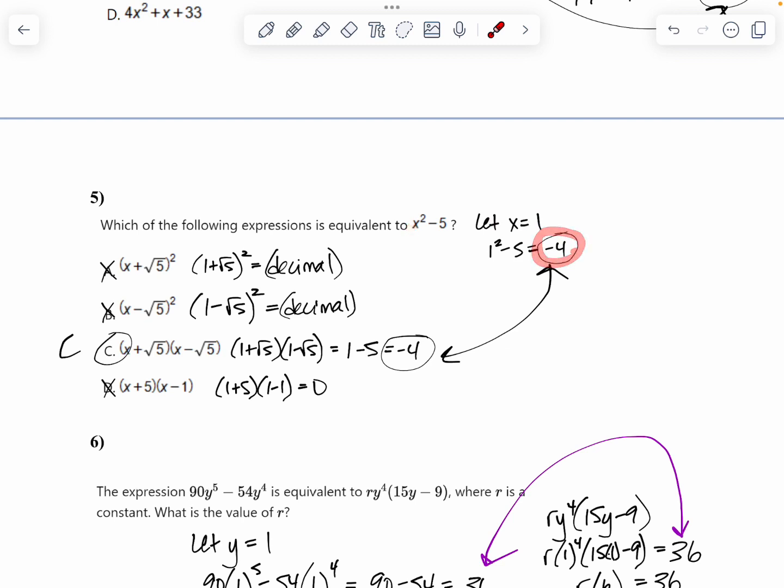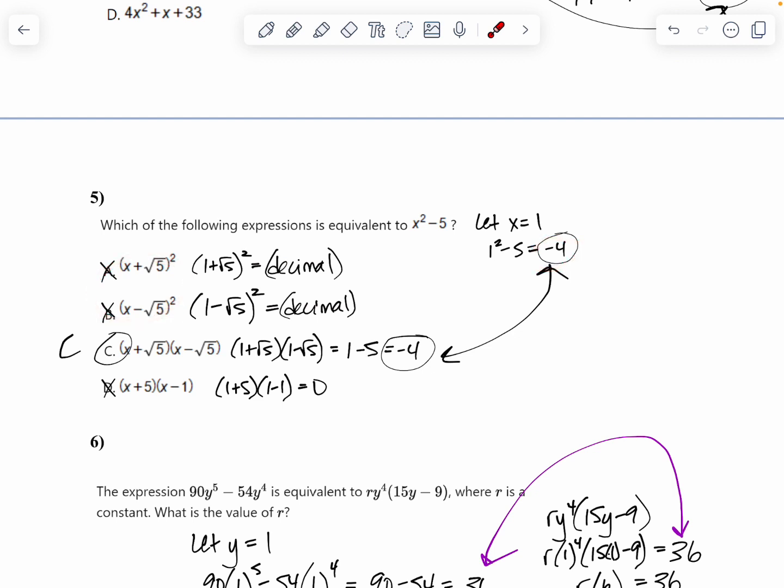Great. I'm going to take the same 1, and I'm going to plug it into all of these and see which one equals -4. So when I plug in 1 right here, I get 1 plus root 5, and then I square the whole thing. That gives me a decimal. You can check it in your calculator. This is what I'm typing in, and I'm squaring it, and you do not get an answer that's -4. And the same thing happens with letter B, so I'm eliminating these right away. When you plug in 1 to either of those answer choices, I don't get a nice whole clean -4.